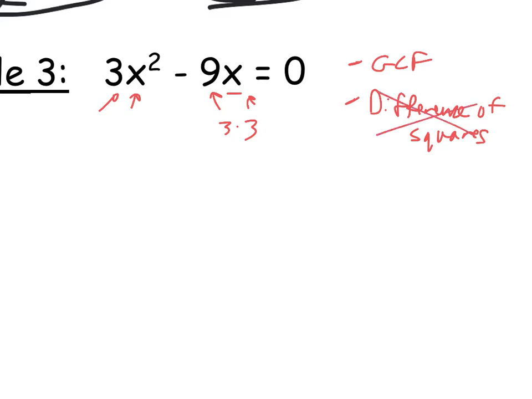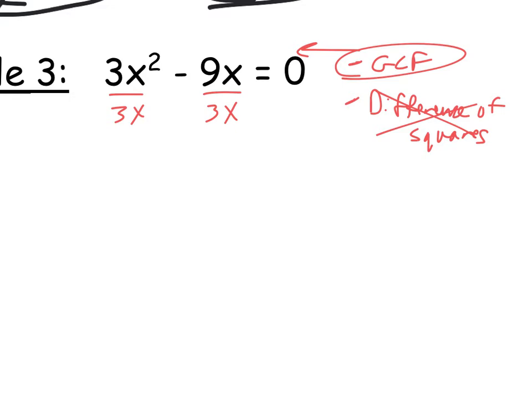But I do notice they both have a 3 in common, and they both have an x. So, yeah, I can take a 3 out of both of them and an x. So I'm going to do greatest common factor for this one. So I got 3x times what? Well, the 3's cancel out here, and then I got x squared over x to the first. Subtracting those, this would cancel out. You're left with x to the first on top.